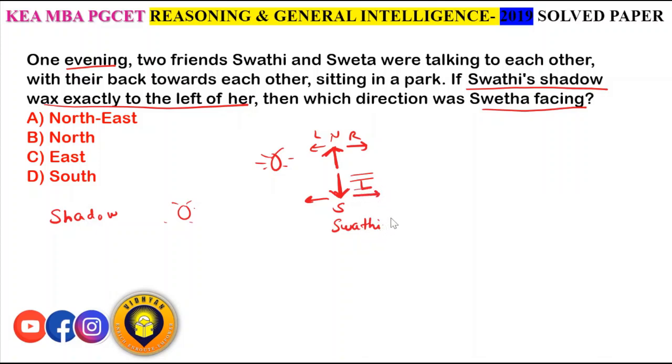So if Swati is facing towards the south direction, therefore Shweta is facing towards the north direction, right? So the direction in which Shweta was facing is north. Next question.